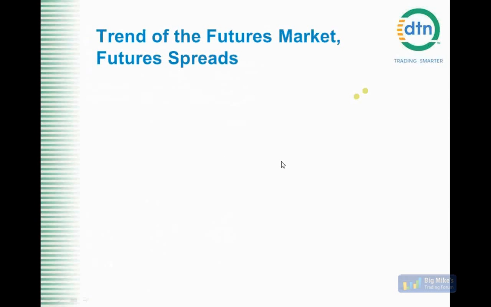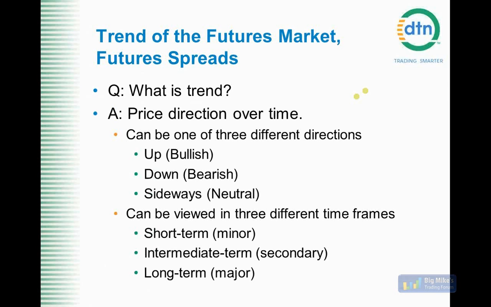Sorry about that, folks. All right, so now let's look at the trend of the futures market and the future spreads. Again, what is trend? Trend is simply price direction over time, and it can be one of 3 different directions. Up, which is bullish. So in other words, money's coming into the market, prices are being pushed up. That's a bullish sign. That means traders generally think this market's going to continue to go up, but the opportunity is to the other upside.